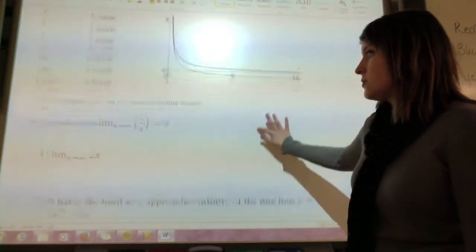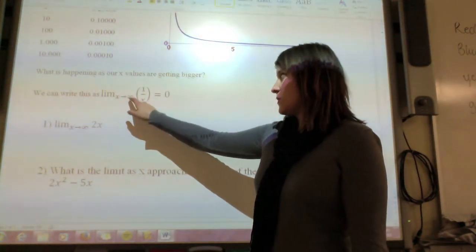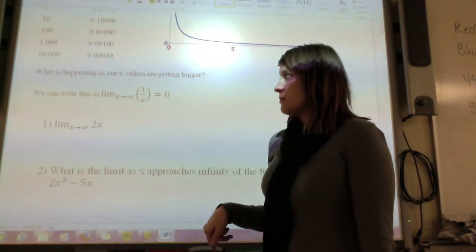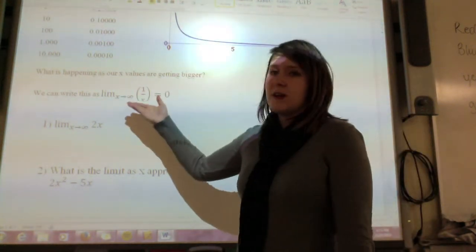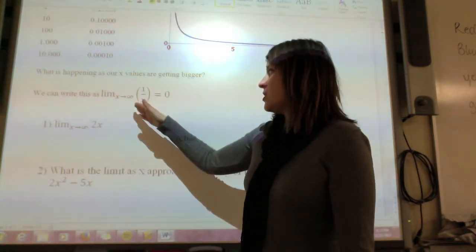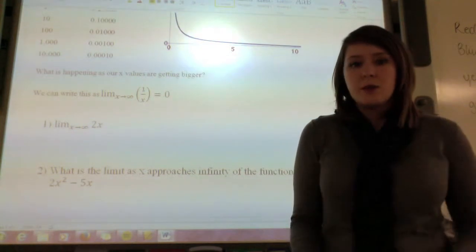So what we can do is we can write this as a limit. We can say that the limit as x approaches infinity of 1 over x is equal to 0. So I'm saying that as my x values are getting larger and larger, the value of this equation is approaching 0. Okay, let's try a problem here.